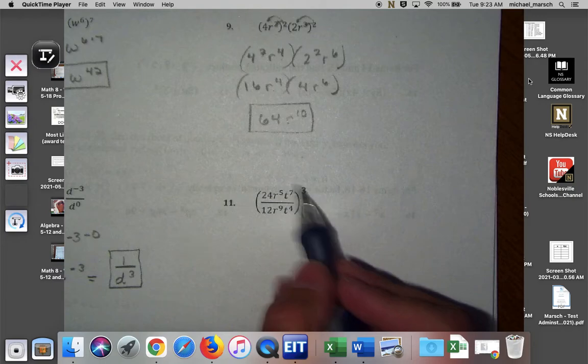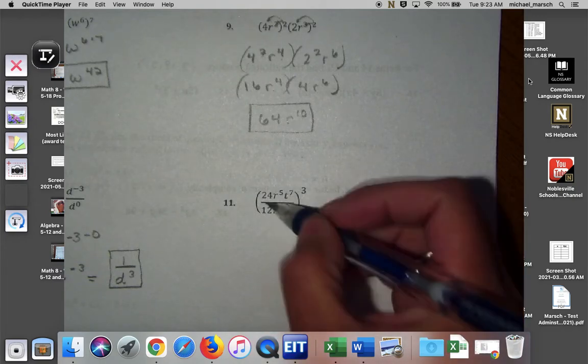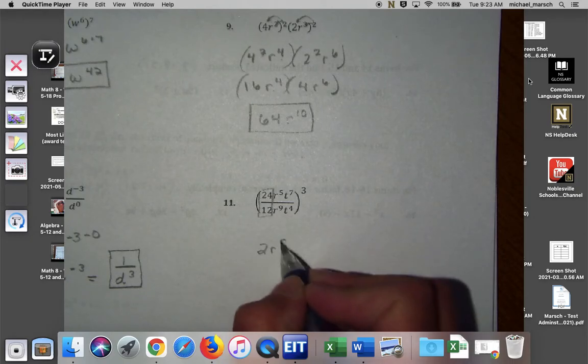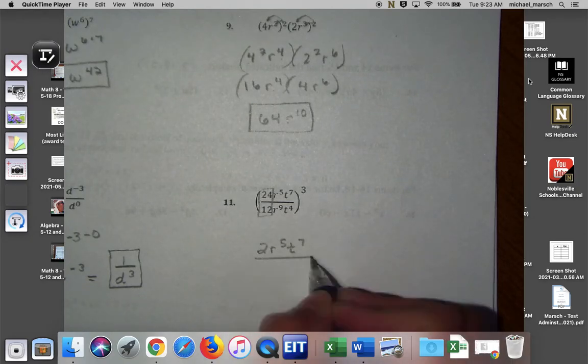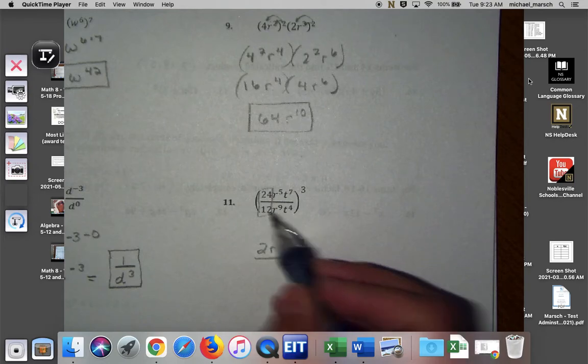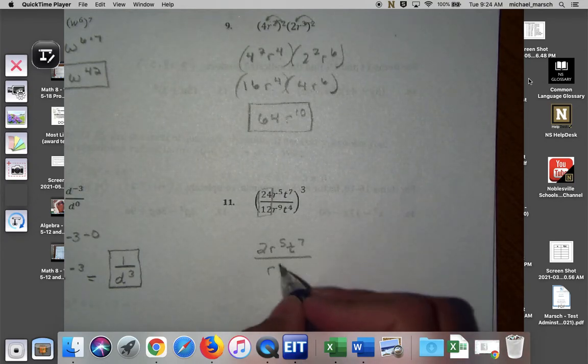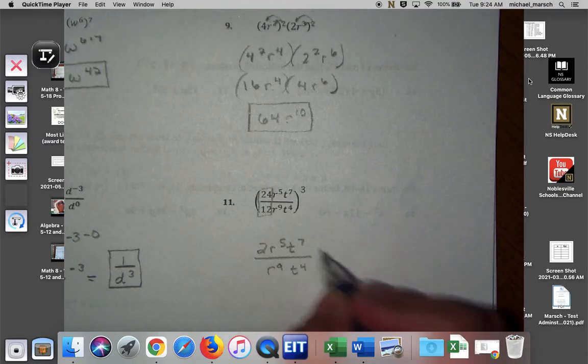And then we have number 11, where we have this 3 hanging out here. The first thing I'm going to do is simplify this. So I'm going to have 2 r to the 5th t to the 7th. 24 divided by 12, right, goes in 2 times, that would be 1. So I don't need to have that 1 down there. And then I have r to the 9th t to the 4th.